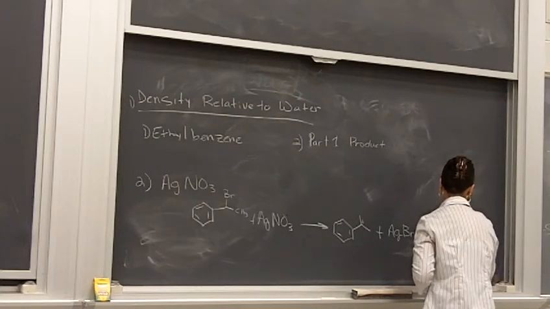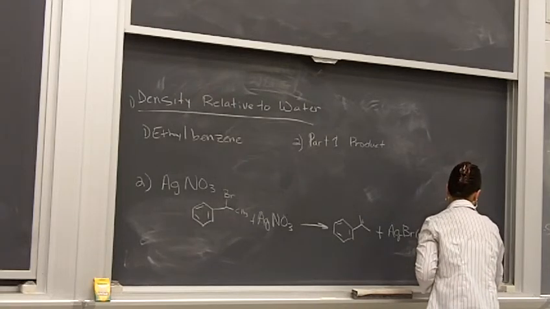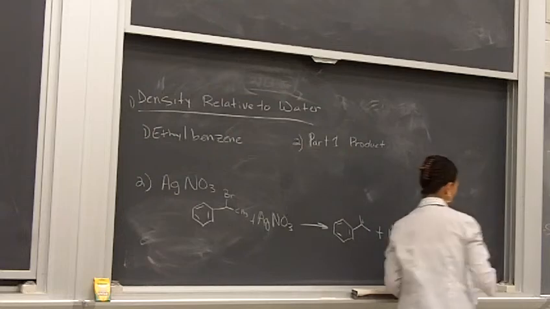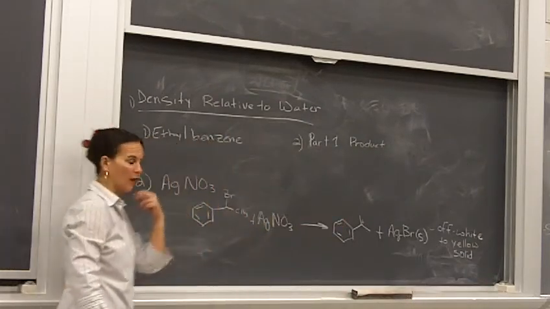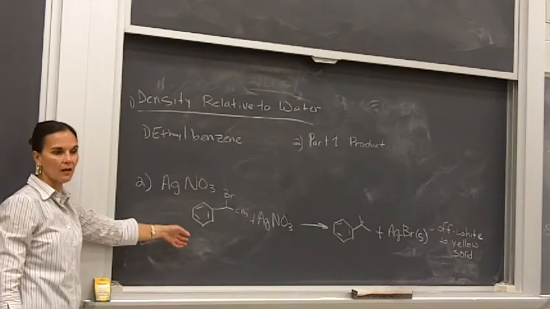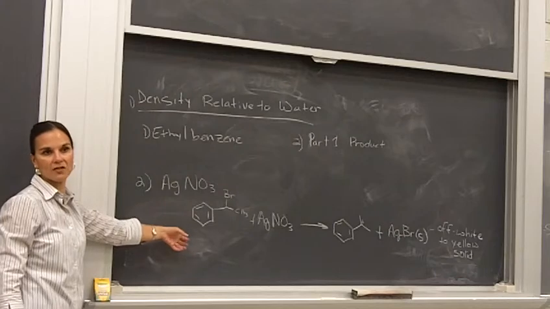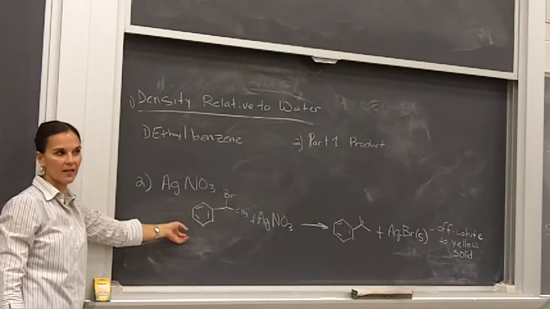It's kind of off-white to yellow solid, and that confirms there's a halogen present, because if there's not a halogen present, you're not going to get this reaction, okay? Now this reaction does sometimes take a little bit, so give it a good five-ish minutes before judging whether or not you see a solid, because sometimes it does take a little while.